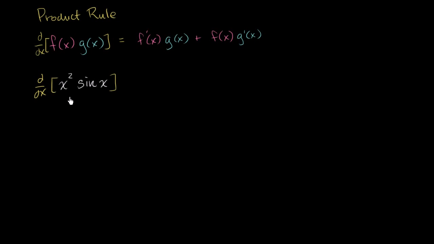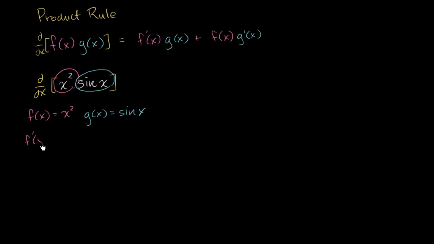Well, we might immediately recognize that this can be expressed as a product of two functions. We could set f of x is equal to x squared. So that is f of x right over there. And we could set g of x to be equal to sine of x. And there we have it. We have our f of x times g of x. And we could think about what these individual derivatives are.